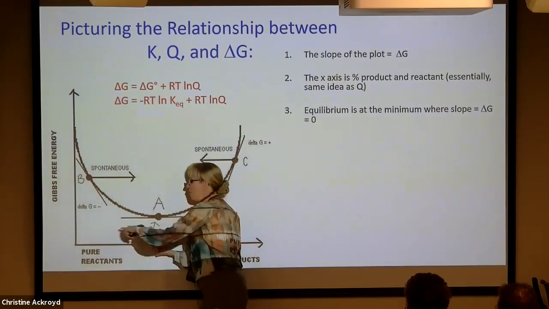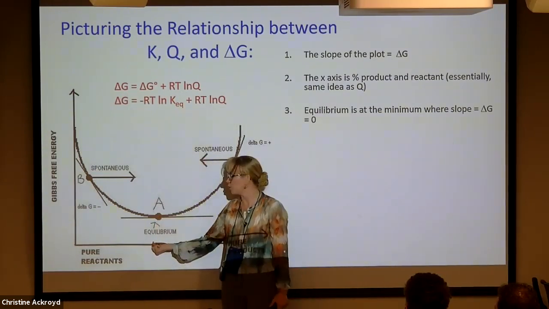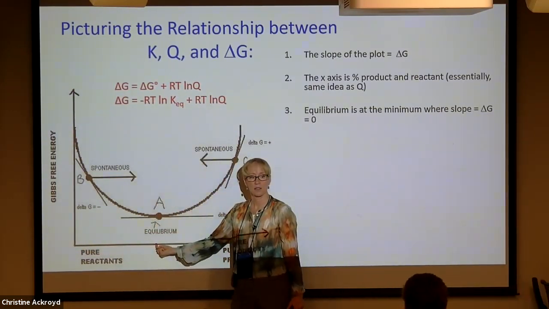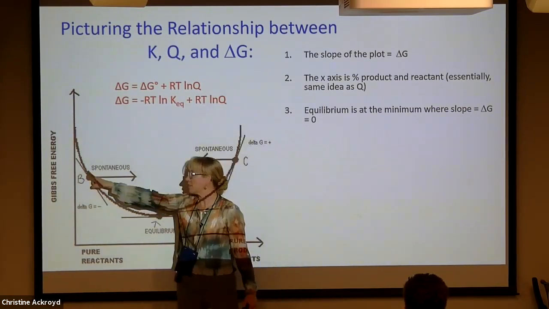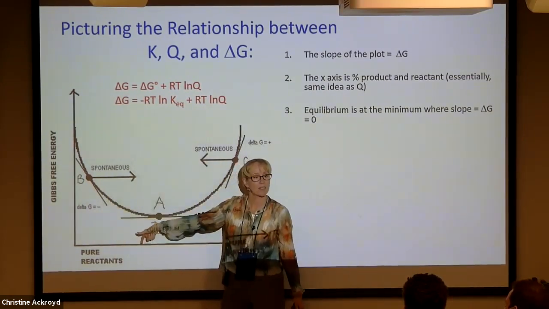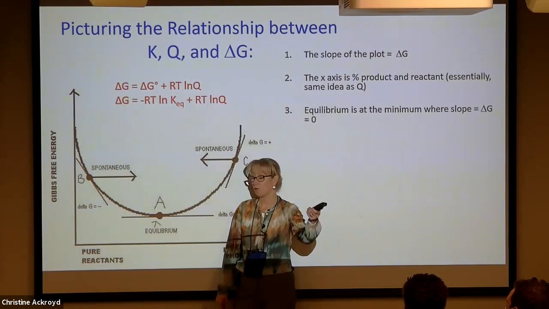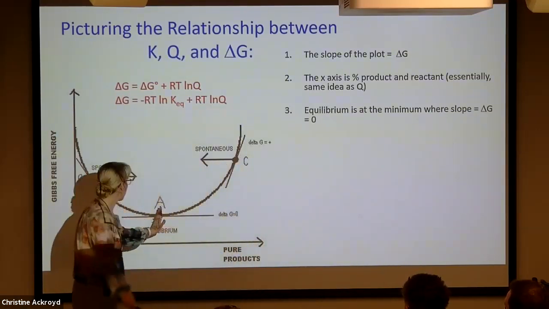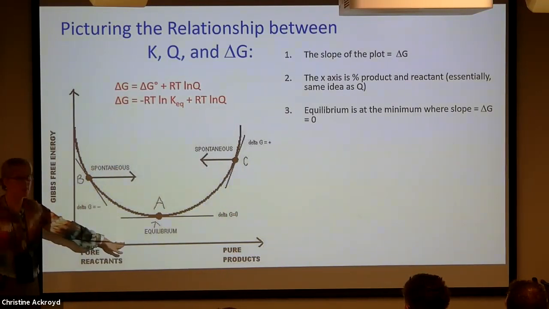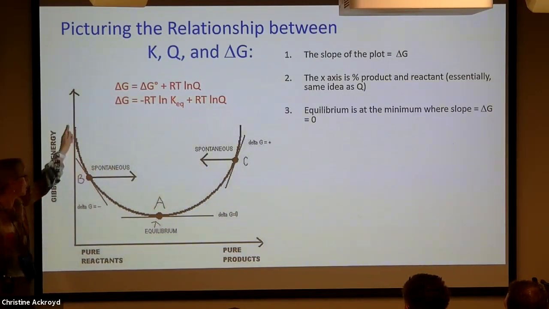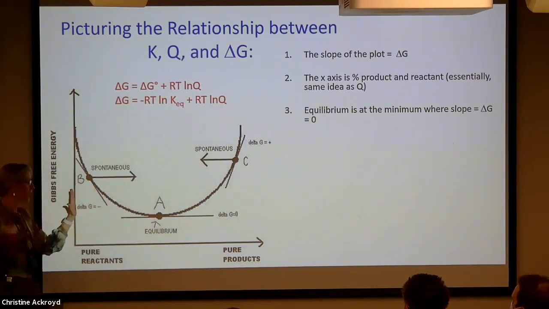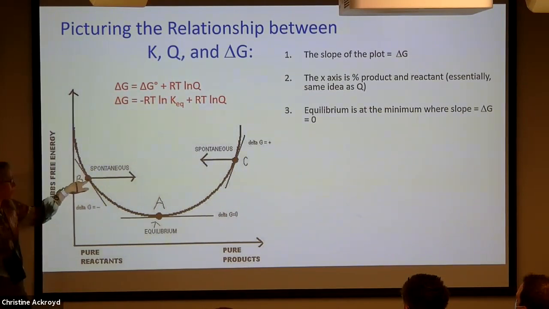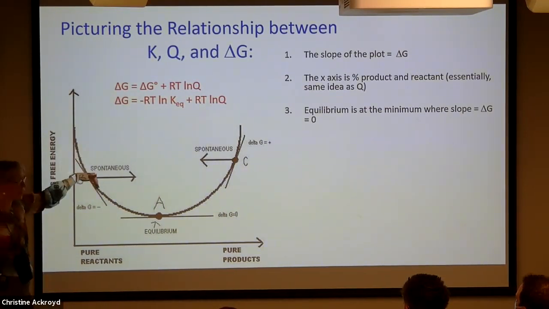If I move to the left of the equilibrium point, what are all those values of Q that are coded for by every position on the x-axis? Delta G is negative for all of these points, right? So what does that tell you about Q versus K? Less than K. So everywhere to the left of the equilibrium point, that's essentially all the values of Q less than K corresponding to the concentrations. Everywhere to this side, we don't have enough product yet. We're to the left of the equilibrium. Negative slope. Down, right?